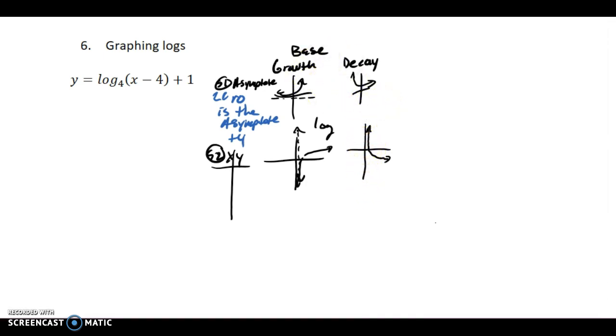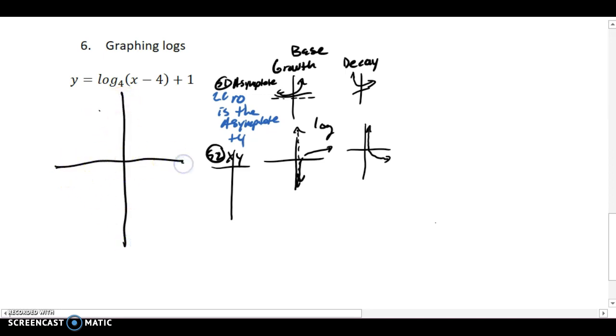So our step one here, I'm going to make a graph. And then 0 is the asymptote. So what makes this 0, so I'm going to highlight this in blue, okay, is our asymptote. So our asymptote is going to be positive 4. So we're going to go to positive 4 here. So 1, 2, 3, 4. We have positive 4. And that's going to create an asymptote right there.